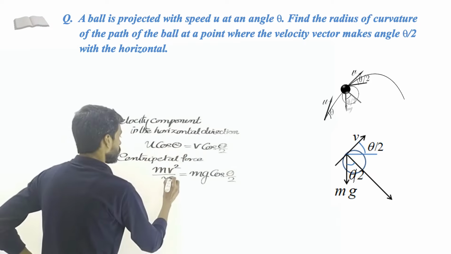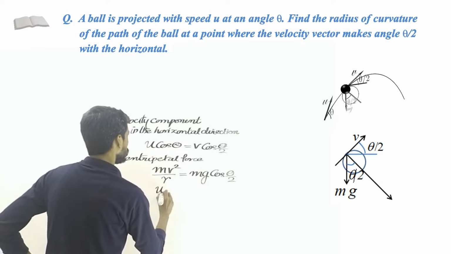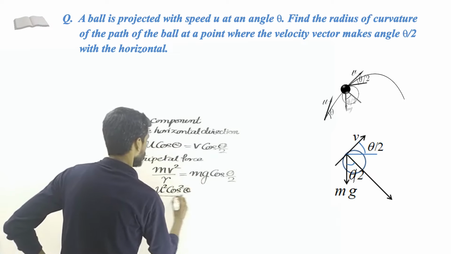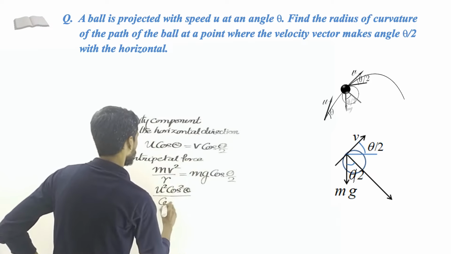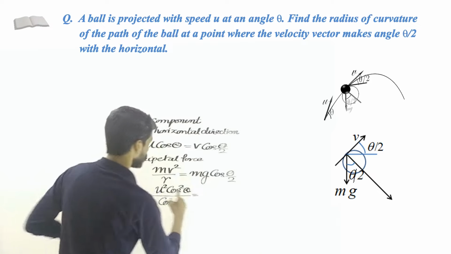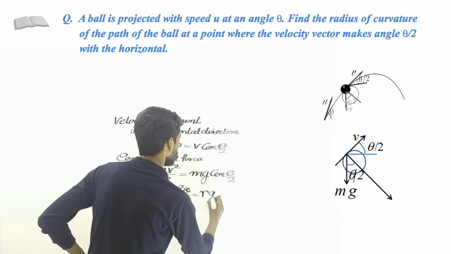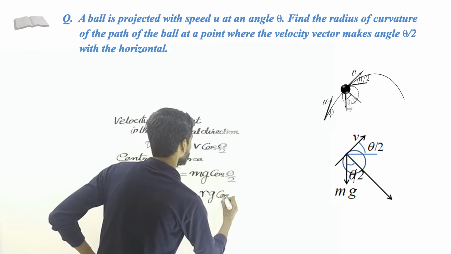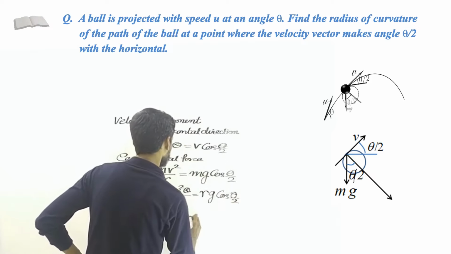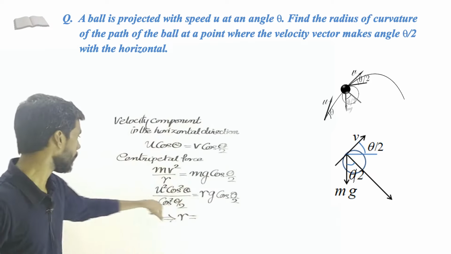Okay, so what do you get? M gets cancelled. What is v square? It is u square cos square theta divided by cos squared theta by 2. That equals r multiplied by g cos theta by 2, since m is cancelled. Okay, so that will give you our required value of r. So r is equal to this value, so we simply divide it.